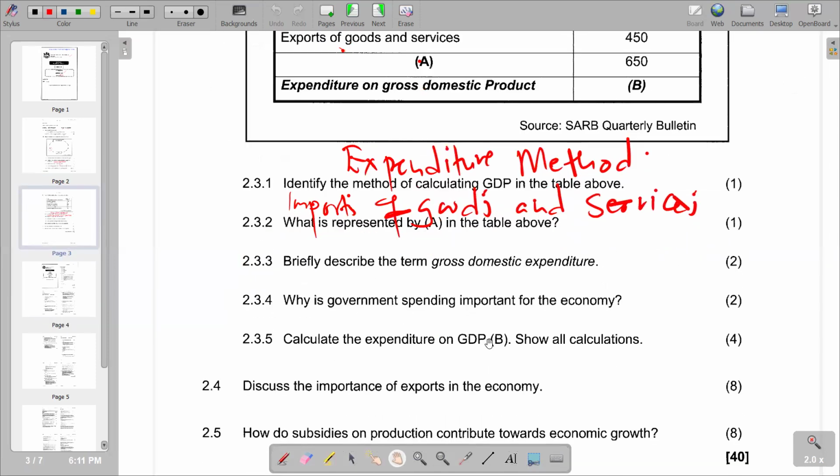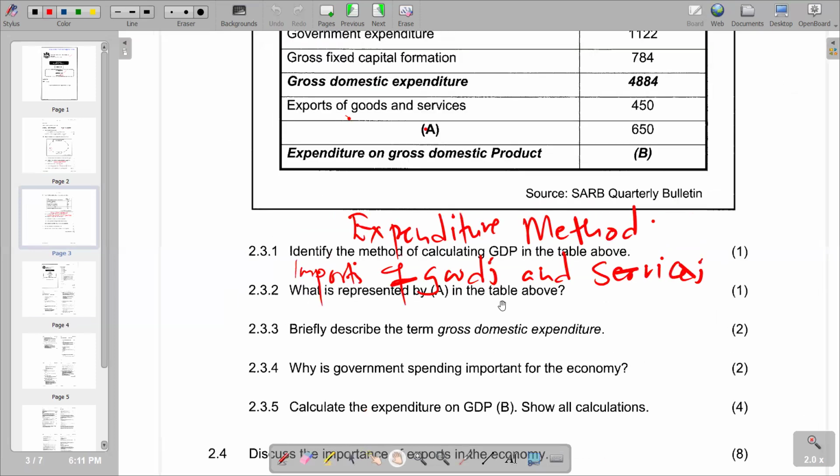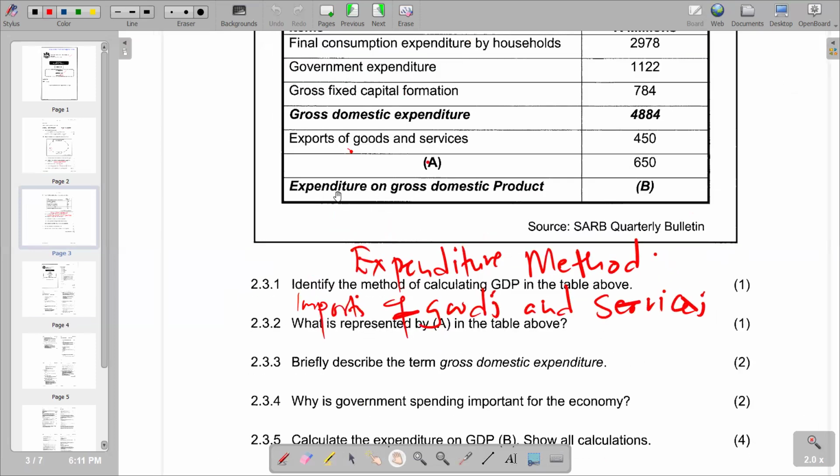So according to the explanation that we have, then we go to the next question. 2.3.5 says calculate the expenditure on GDP. Show all calculations. So the expenditure on GDP is the last item that we have over here, and to arrive at B, we are going to say gross domestic expenditure. We add exports of goods and services. We subtract imports. Remember here it's representing imports of goods and services. So basically we are saying 4,884,000 plus 450,000 minus 650,000. Then we get our B.